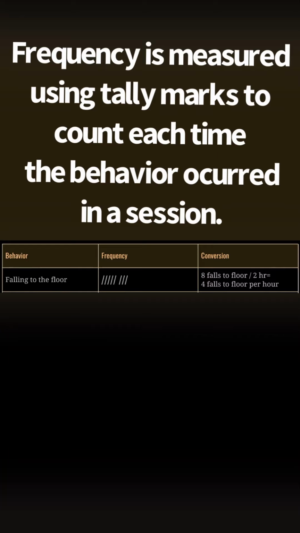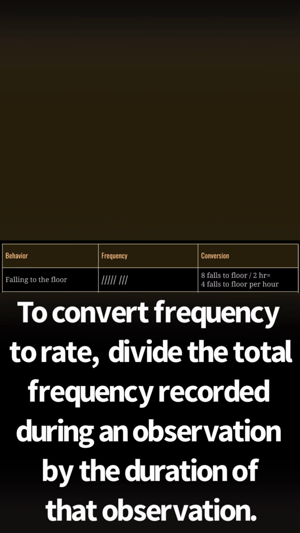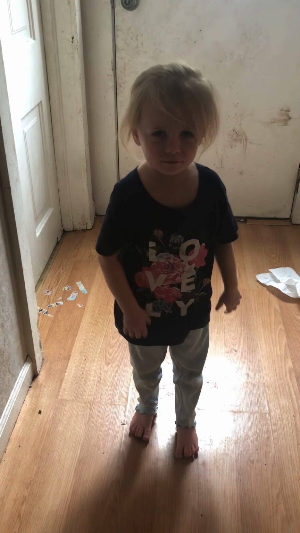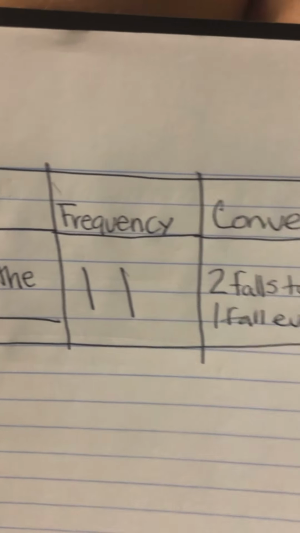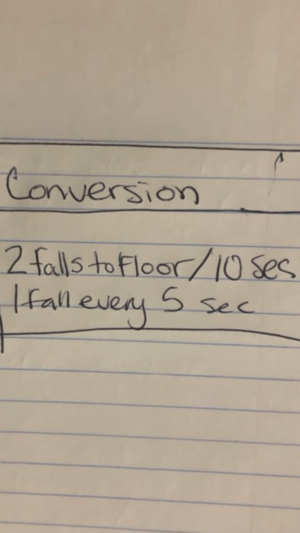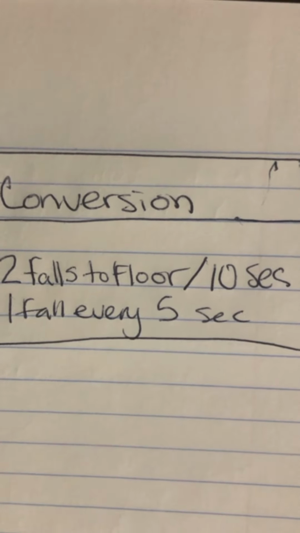Frequency is measured using tally marks to count each time the behavior occurred in a session. In order to convert frequency data to rate, you simply divide the total frequency recorded during an observation by the duration of that observation. Let's observe and see how many times this behavior of falling to the floor occurs. I already tally marked once, twice. On my data sheet, I have the behavior of falling to the floor marked twice for frequency, the conversion of 2 falls to the floor for the duration of 10 seconds, for 1 fall every 5 seconds.